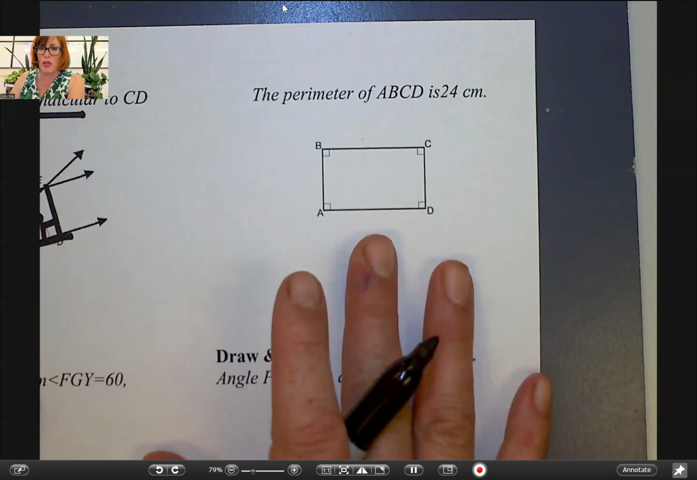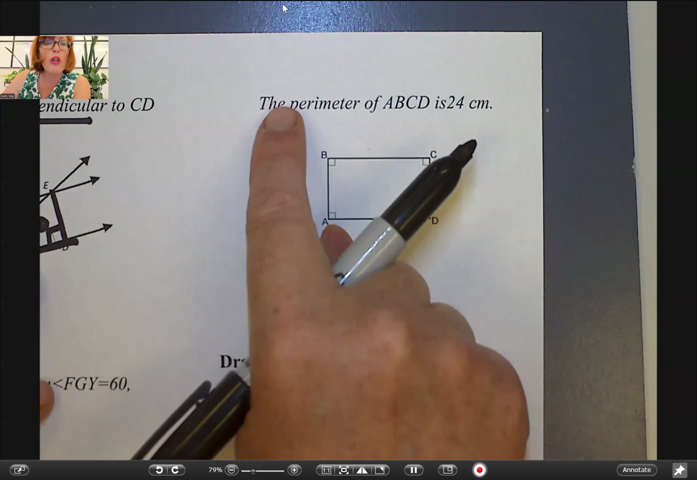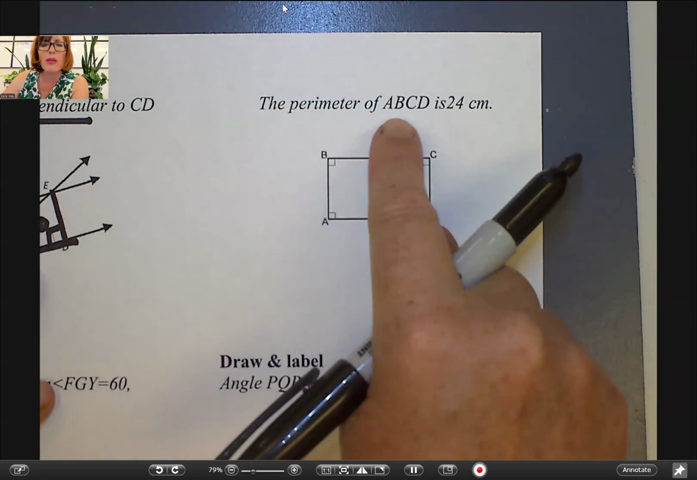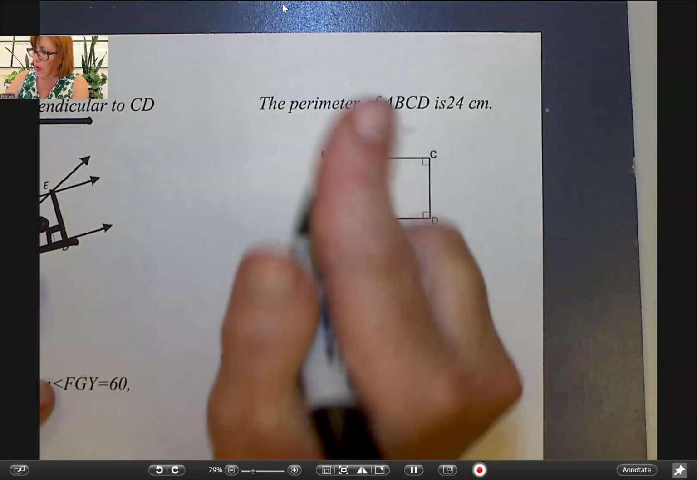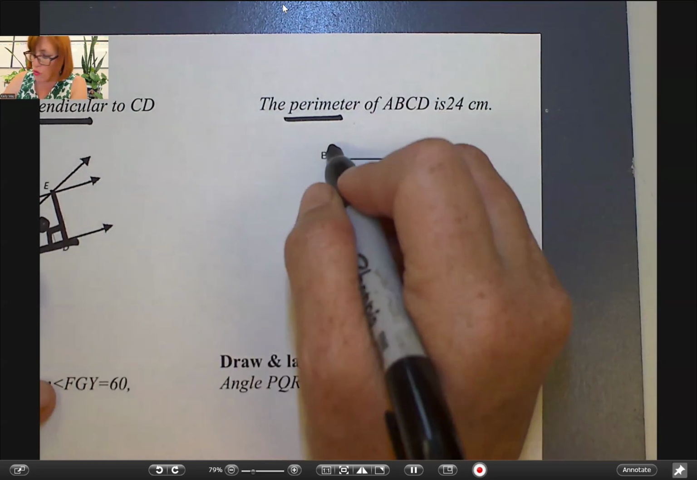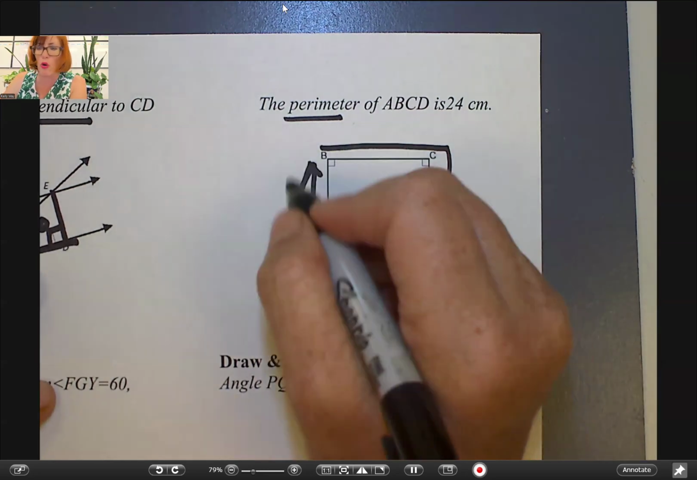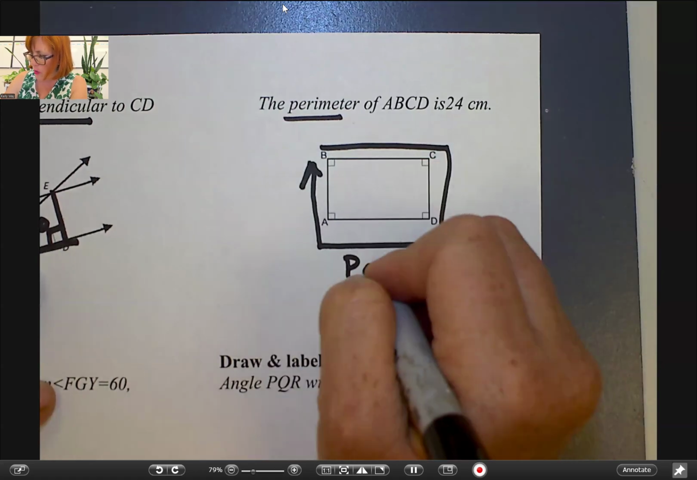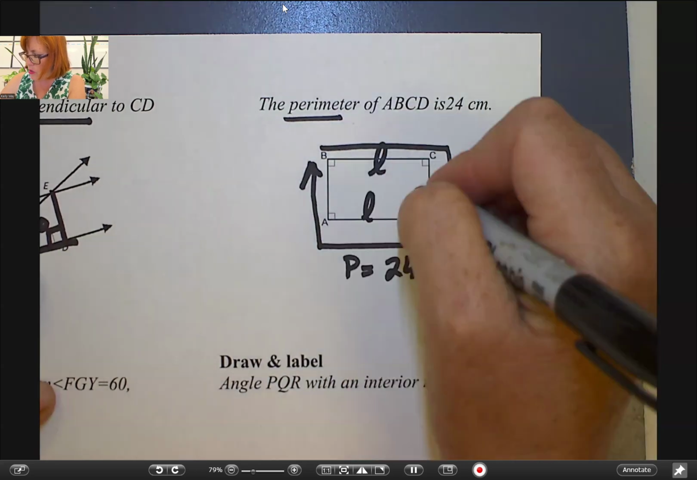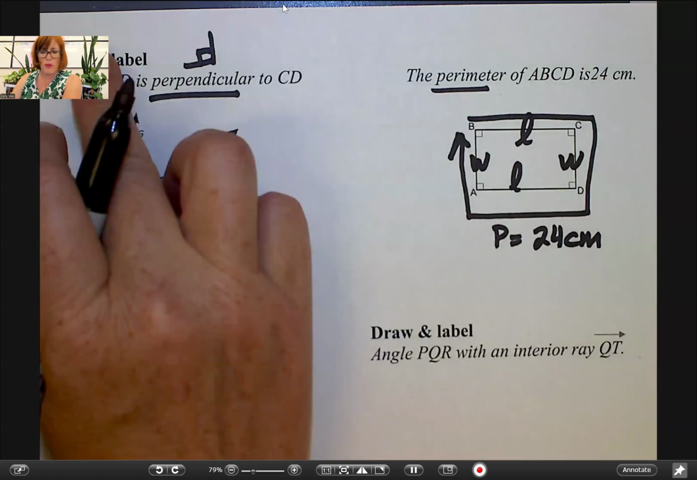Here's another example of trace and label. Here's a rectangle. Notice I'm reading with my finger on the paper. In fact, you read this out loud. Perimeter, ABCD, trace and label. So perimeter, you should always trace around. Perimeter means to go around, and then we label it. Perimeter equals 24 cm. Perimeter includes 2 lengths, 2 widths. Trace and label.